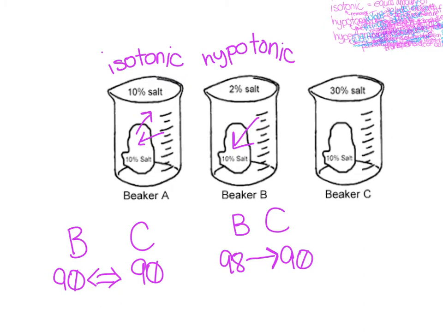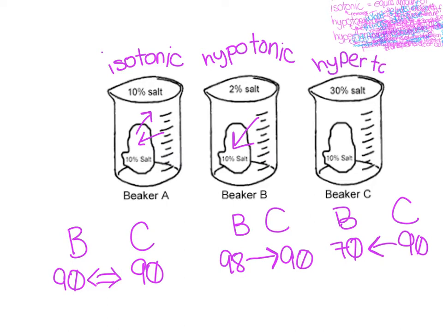All right, let's look at the next one. The beaker has 30% salt, so how much water does it have? 70. The cell has 10% salt, so how much water does it have? 90. Nom, nom, nom. So what's going to happen? The water is going to go outside, so we have hypertonic here. We're going to exit the cell, and my cell is going to shrivel. It's going to get smaller.